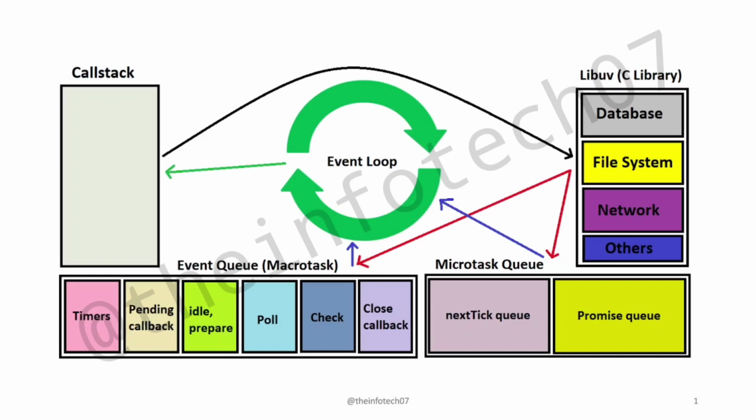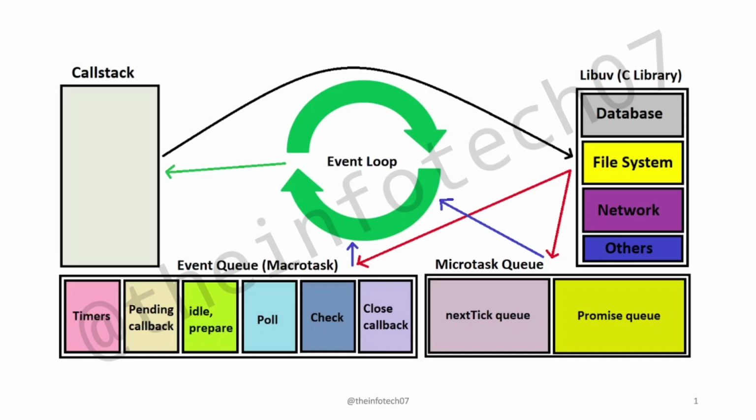All timer callbacks will be executed in the timers phase, and all pending callbacks, like any deferred IO cycle callbacks deferred to the next loop iteration, will be registered in pending callback and executed there. Idle prepare is used internally by Node.js, and any IO callback will be registered in the poll phase. Set immediate callbacks will be registered in the check phase, and closing event callbacks will be registered in close callback. In the microtask queue, the process.nextTick function registers callbacks to the nextTick queue, and promise resolve and reject callbacks will be registered in the promise queue.